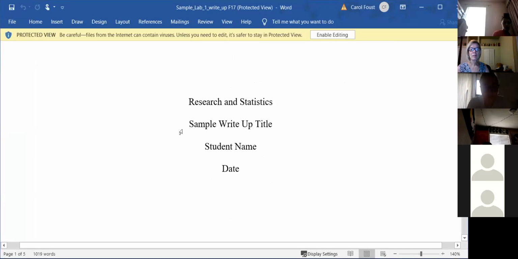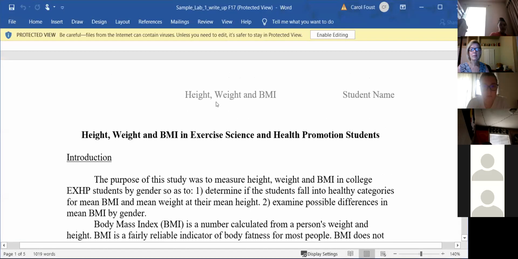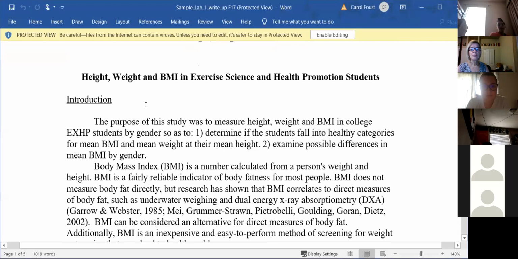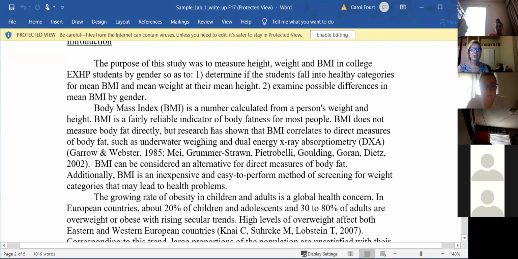You could put your research, EXHP 343 Research and Statistics, your title, your name, the date. You can put the page number at the bottom. Then the title: height, weight, and BMI among exercise science and health promotion students. So the variables and the population. Then I've got a little introduction.